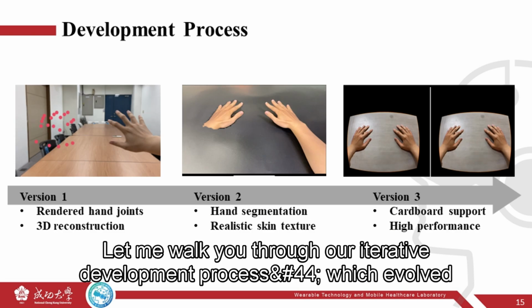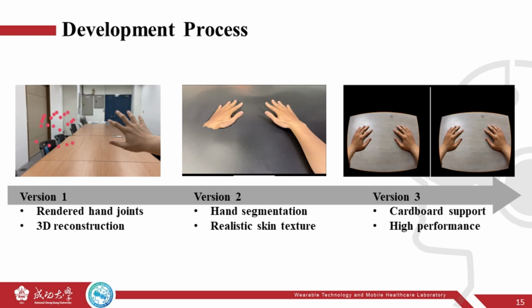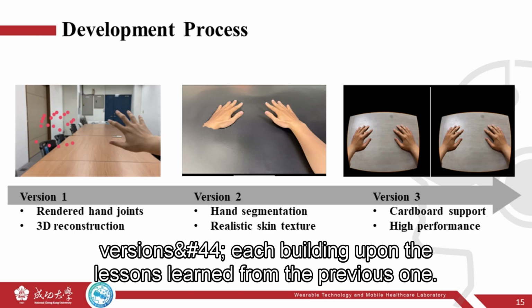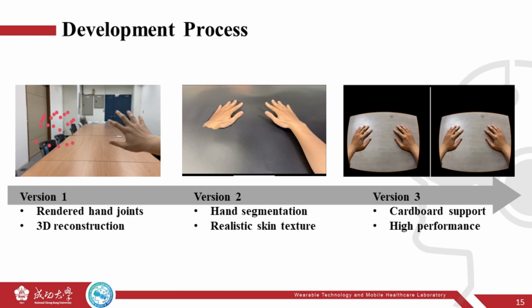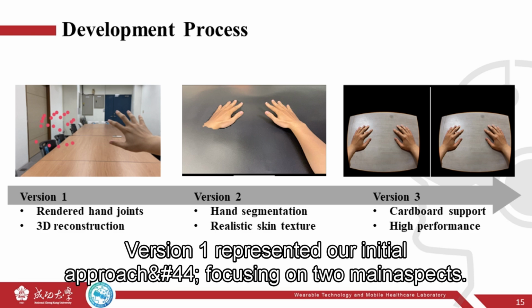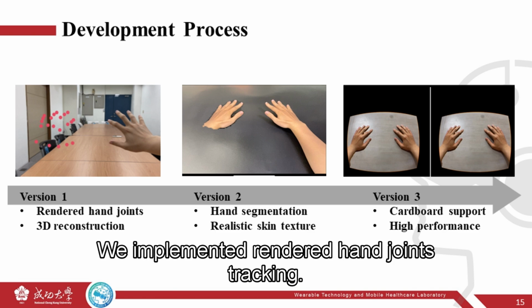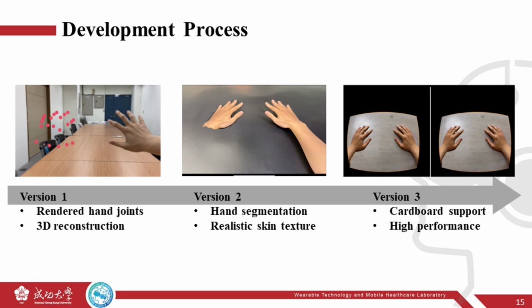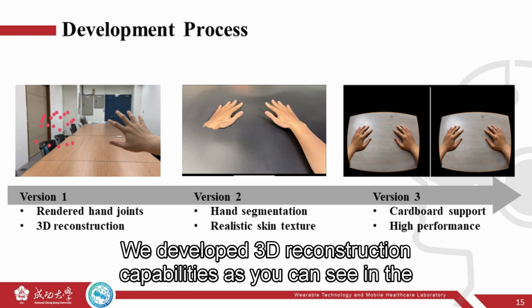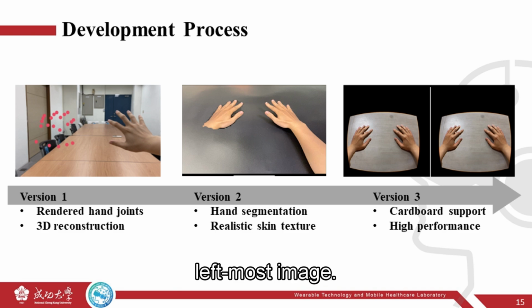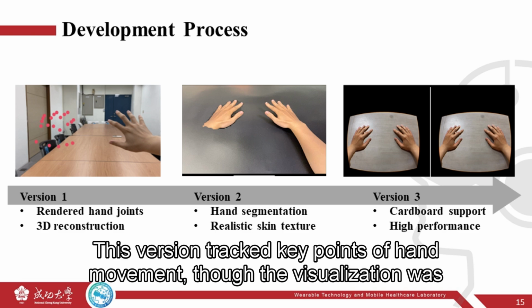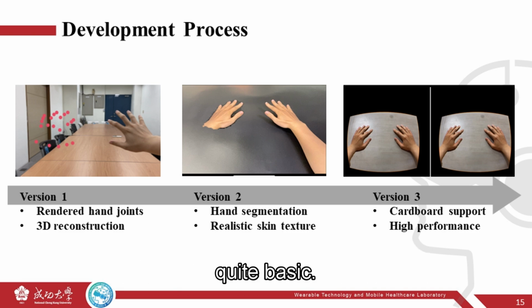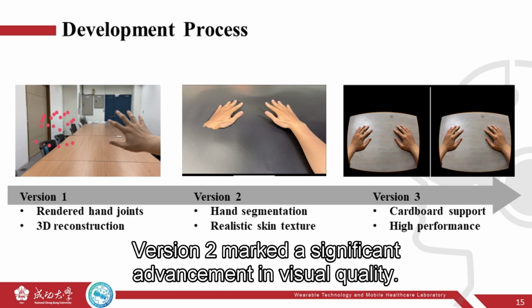Let me walk you through our iterative development process, which evolved through 3 distinct versions, each building upon the lessons learned from the previous one. Version 1 represented our initial approach, focusing on 2 main aspects. We implemented rendered hand joints tracking. We developed 3D reconstruction capabilities. As you can see in the leftmost image, this version tracked key points of hand movement, though the visualization was quite basic. Version 2 marked a significant advancement in visual quality.